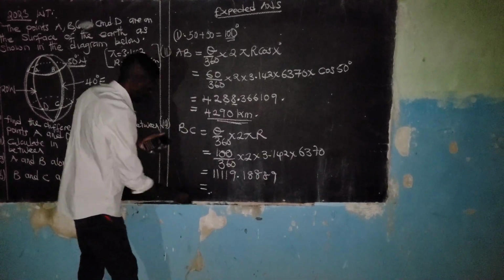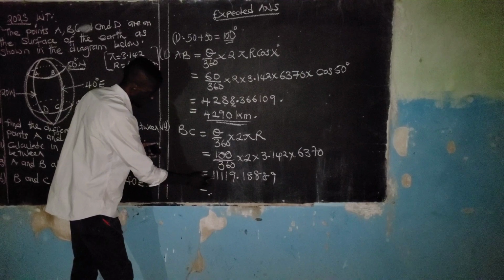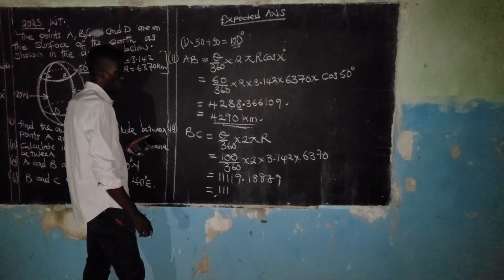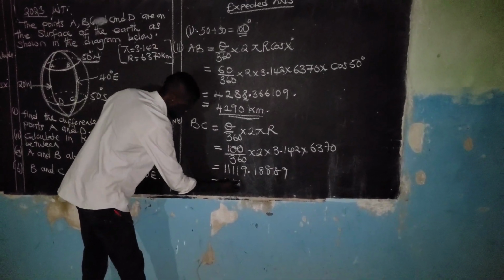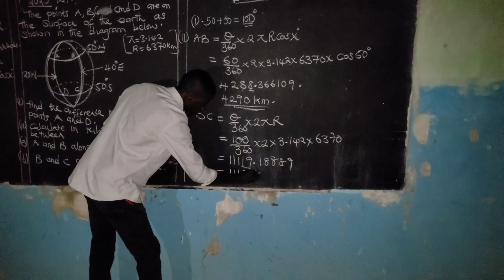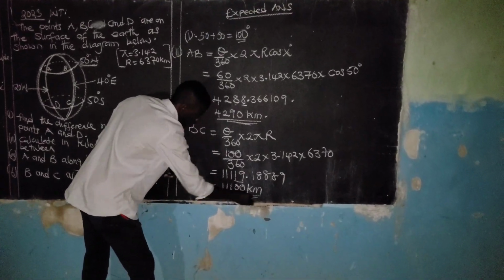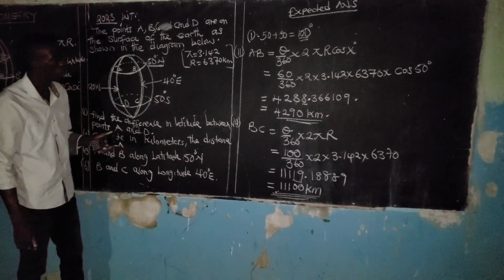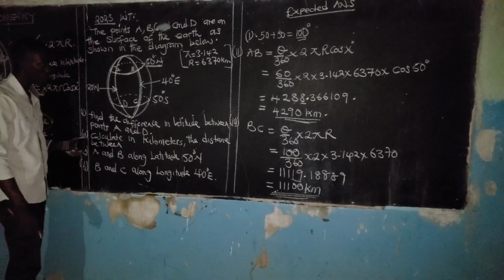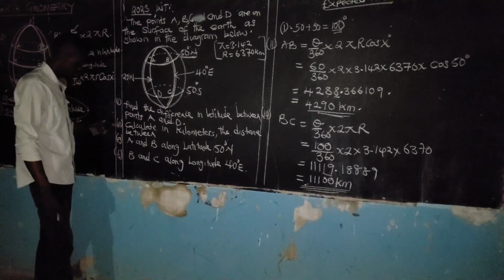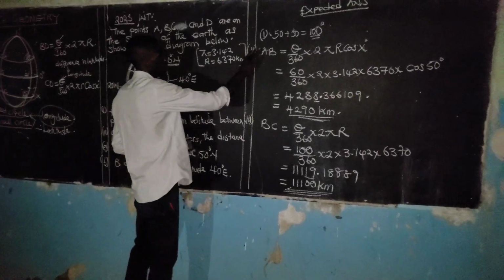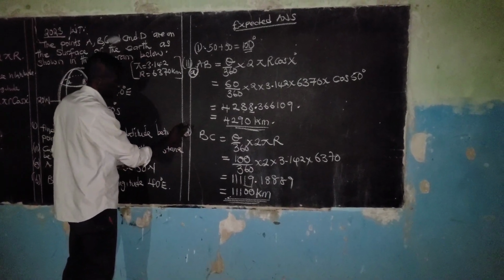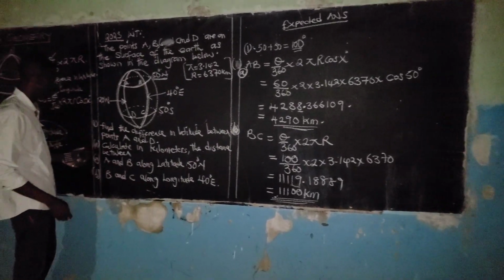This gives us 1,119.1889. Okay, we round off again to 3 significant figures. We have 1, 2, 3. So it will be 1, 1, 1. Look at the next number, it's less than 5. So we cannot get a 1. So we put 2 zeros here, in kilometers. So that becomes our answer for Roman numeral 2b. Here it's supposed to be Roman numeral 2a. This one is supposed to be Roman numeral b. So this is how it's supposed to be.